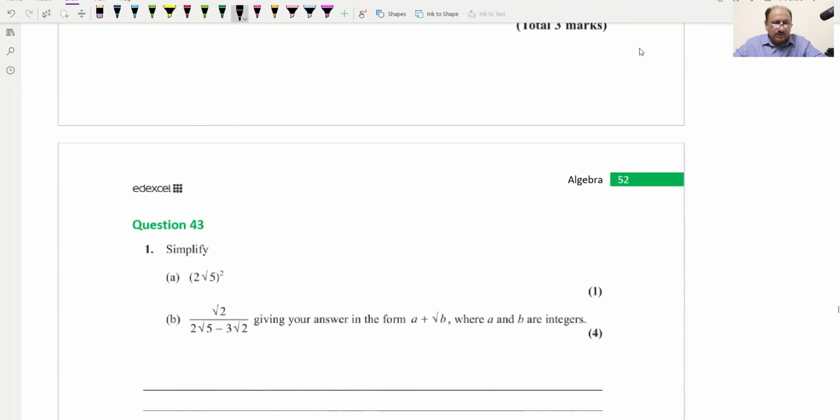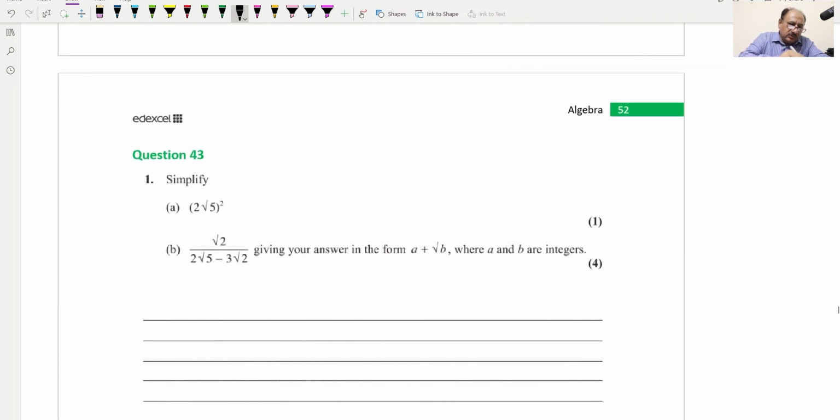Now we can move to the next question, which is 43. And question 43 is this one, question 1 of the past paper. We have to solve this part, which is 1 mark. For the a part, we can simplify 2 under root 5 whole squared, and 2 squared will be 4.